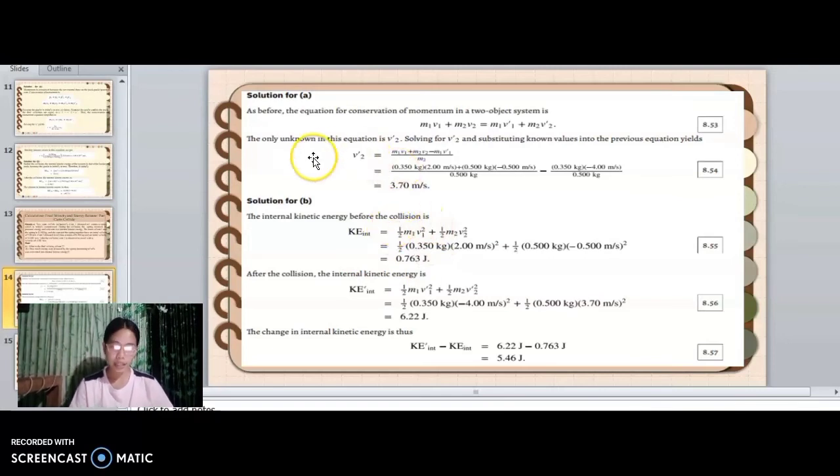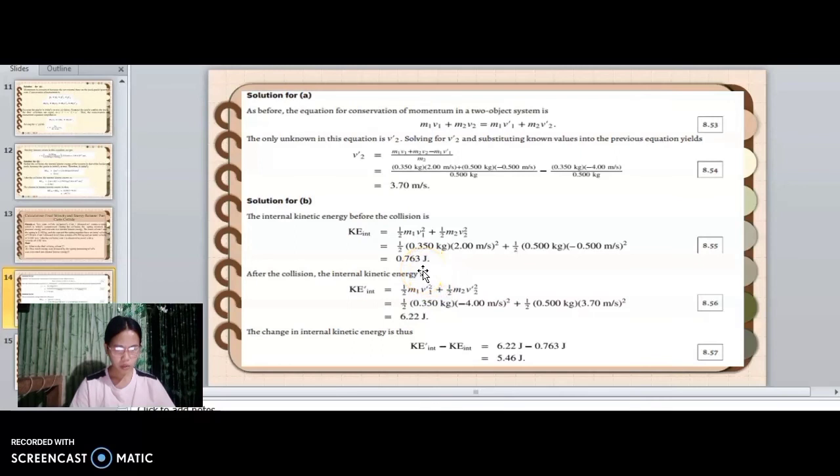Now we have calculated the before. We will calculate the after collision. The formula is internal kinetic energy prime equals 1/2 m1 v prime 1 squared plus 1/2 m2 v prime 2 squared. Substituting, we have 1/2 times 0.50 kilogram times negative 4 meters per second squared, plus 1/2 times 0.500 kilogram times 3.70 meters per second squared. Calculating that, we get 6.22 joules.